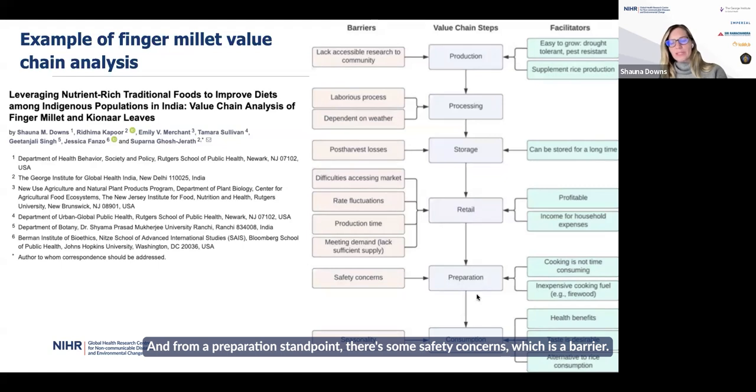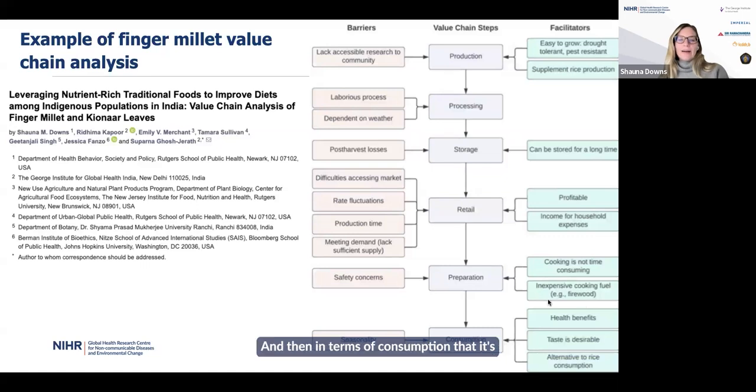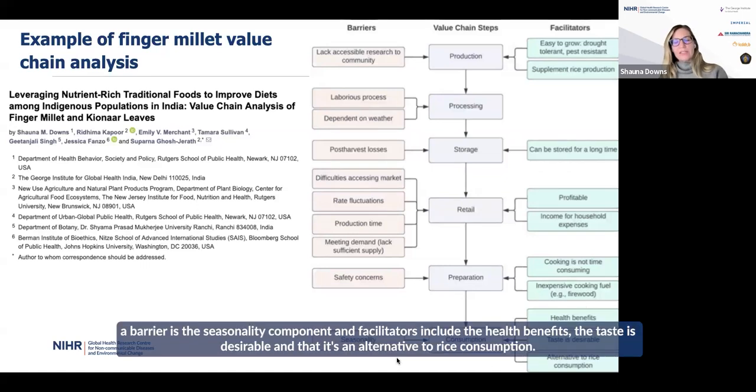And from a preparation standpoint, there's some safety concerns, which is a barrier. And then facilitators included cooking is not time consuming, which is important because obviously when you're using lots of cooking fuel, that increases the cost. And then in terms of consumption, a barrier is the seasonality component, and facilitators include the health benefits, the taste is desirable, and that it's an alternative to rice consumption.